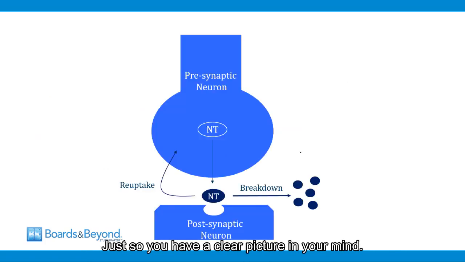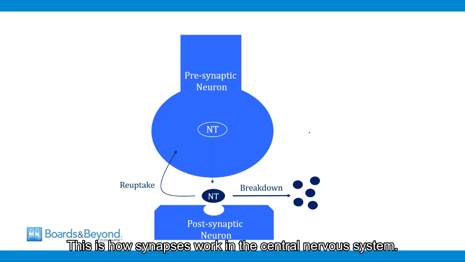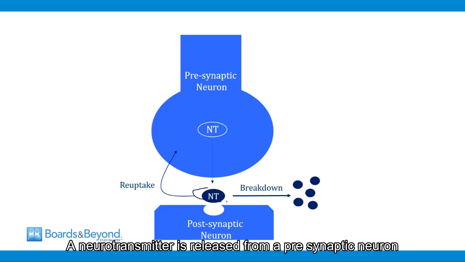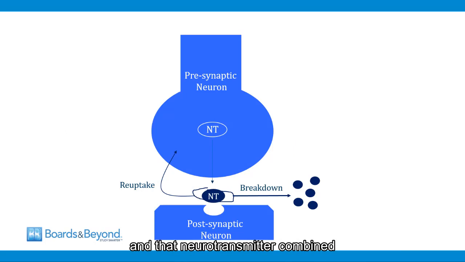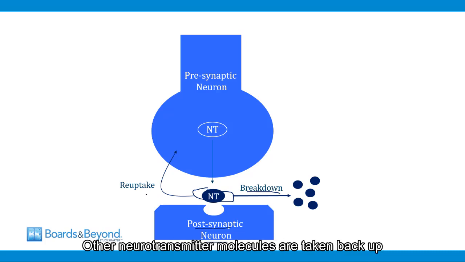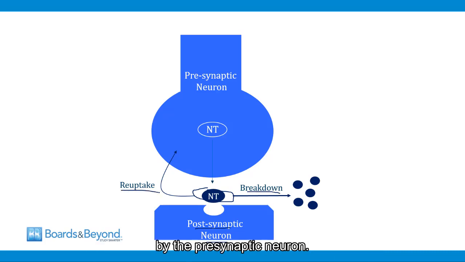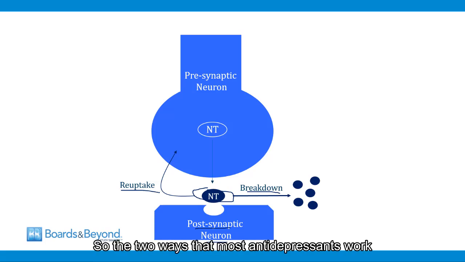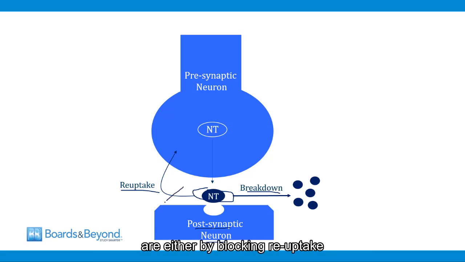Just so you have a clear picture in your mind, this is how synapses work in the central nervous system. A neurotransmitter is released from a presynaptic neuron, and that neurotransmitter can bind to a receptor on the postsynaptic neuron. Some of the neurotransmitter will be broken down, other neurotransmitter molecules are taken back up by the presynaptic neuron. So the 2 ways that most antidepressants work are either by blocking reuptake or inhibiting the breakdown.